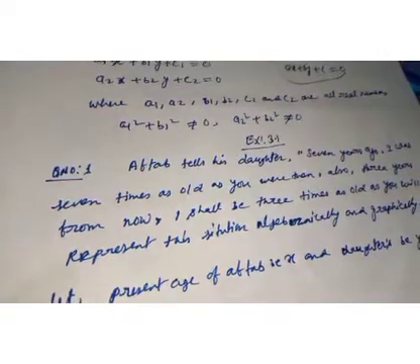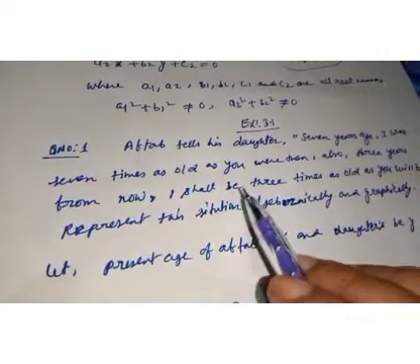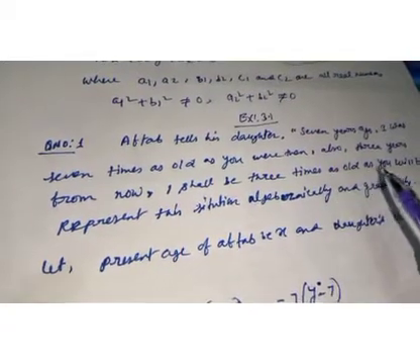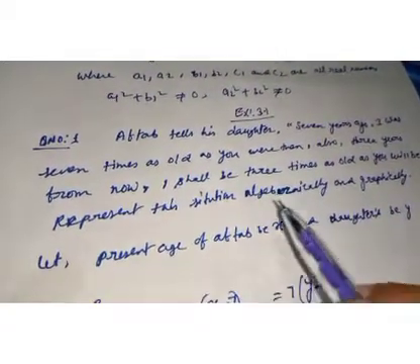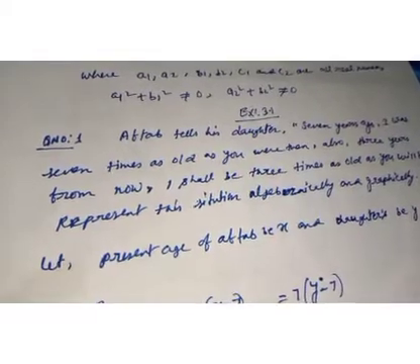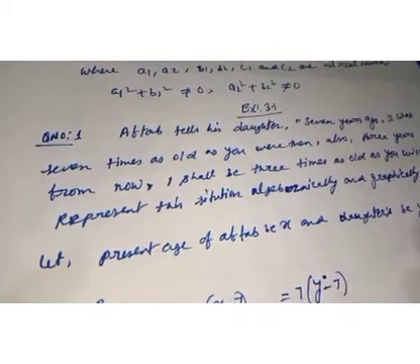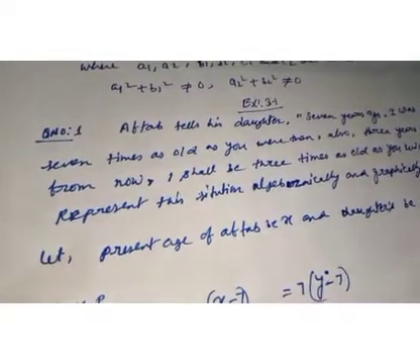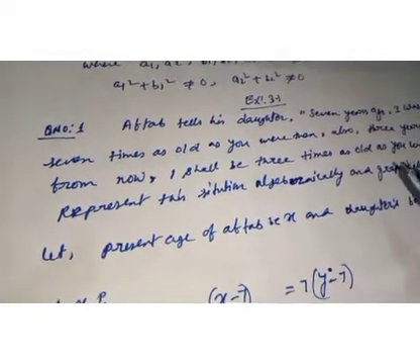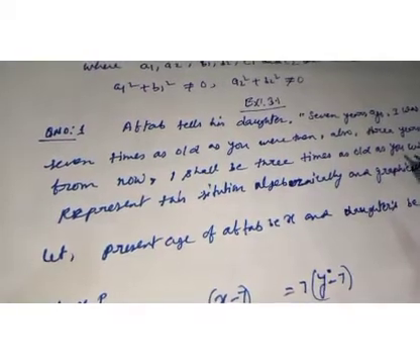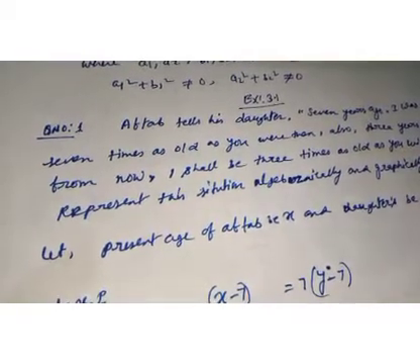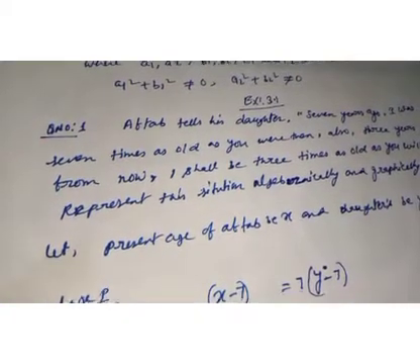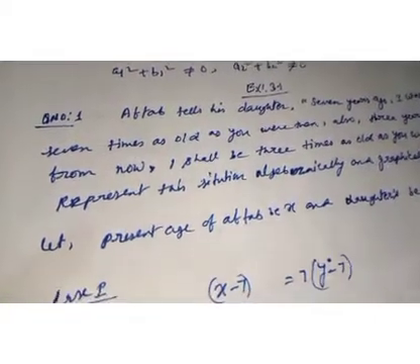Aftab tells his daughter, 7 years ago I was 7 times as old as you were then, and also 3 years from now I shall be 3 times as old as you will be. Represent this situation algebraically and graphically. Algebraically means you have to make equations, and graphically means you need to find a solution for each equation and plot these points on the graph sheet.